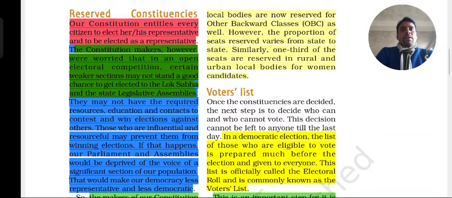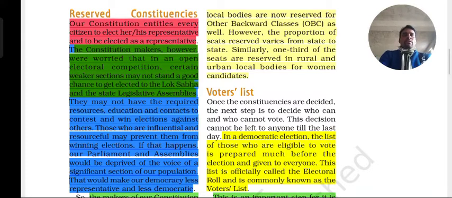The weaker section people may not have the required resources, education and contact to contest and win the election against others. When we talk about poor or weaker section people in society, if they want to become a representative, they may be a good speaker or have good leadership qualities, but they may not have that much resources or education, or that much contact with other people to win the election as a candidate against others. And those who are influential and resourceful may prevent them from winning the election.